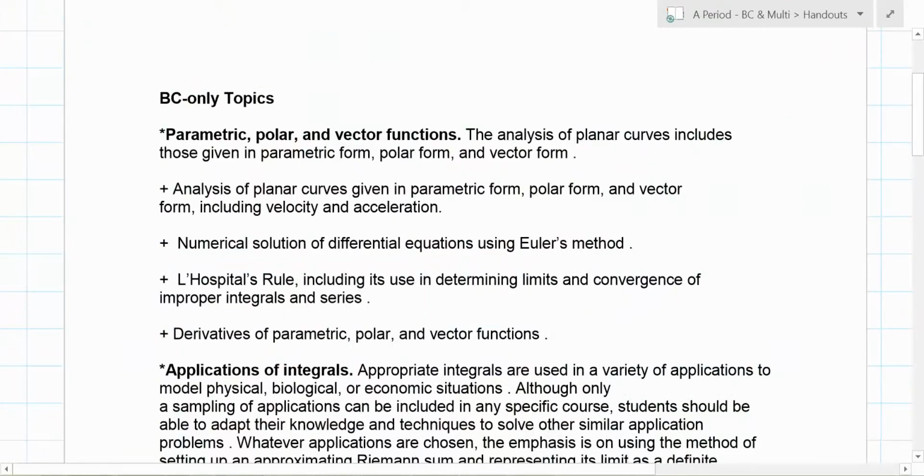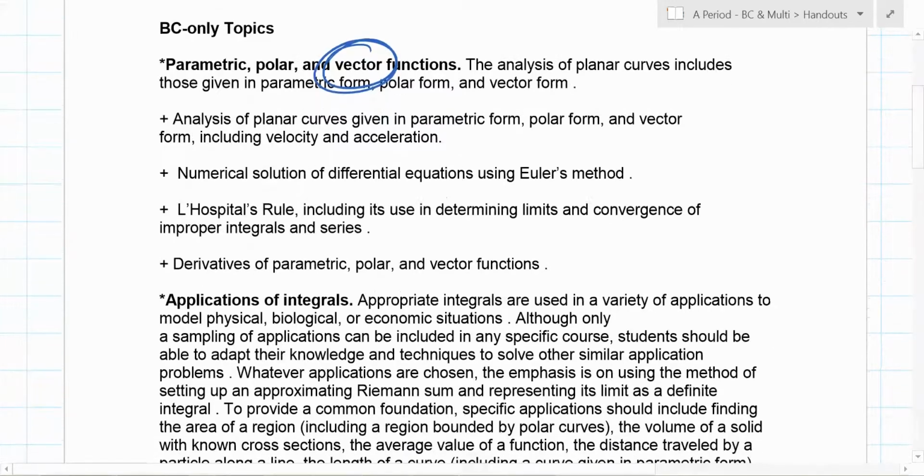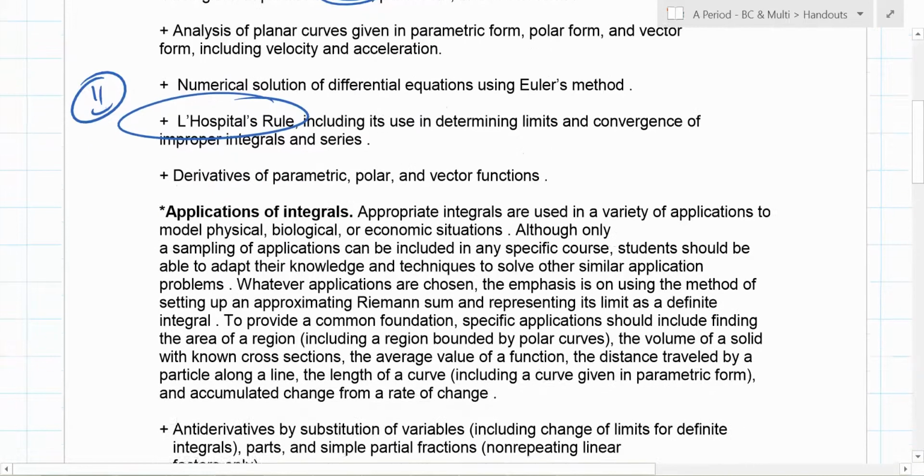Parametric, polar, and vector functions. We might have to spend a little more time with vectors, considering what I saw on the test. The most common half point I had to take off was kids doing way more work than they needed to. Applications of integrals. Oh, L'Hopital's rule. We talked about that. That's really fun. You love L'Hopital's rule, don't you? It's a really good time.